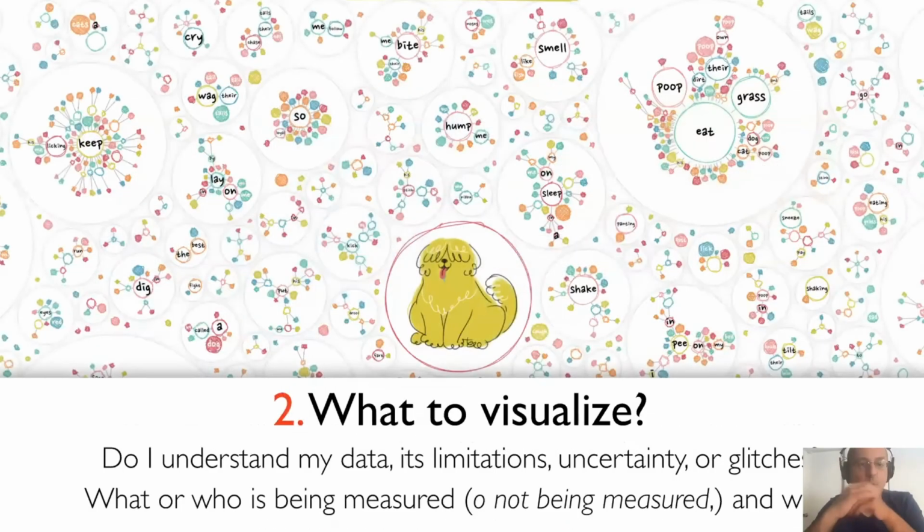Second question, what to visualize? Who to visualize? What or who are we visualizing? And who or what are we not visualizing? Who is included in our graphics? Who is not included in our graphics? This is all related to understanding what it is that our data is measuring and what it is that our data is not measuring.